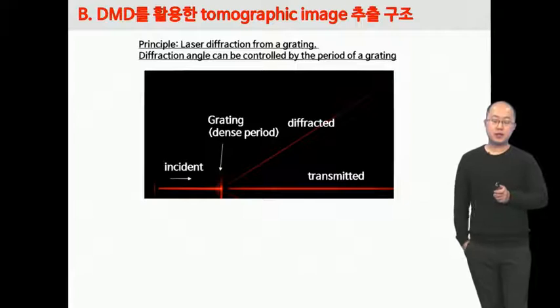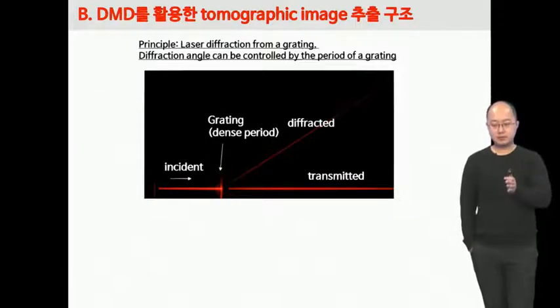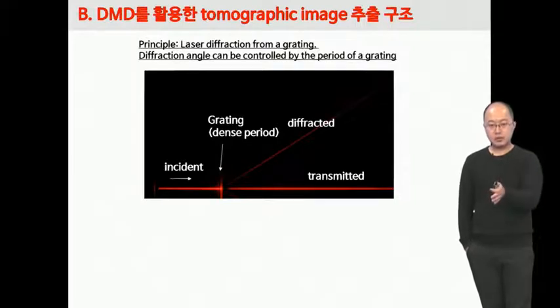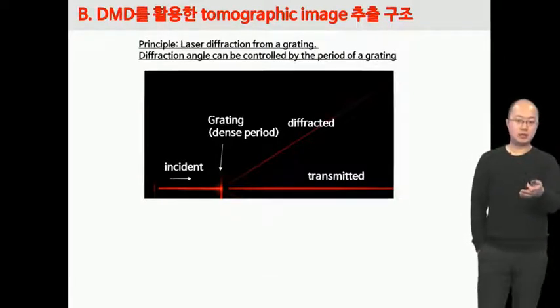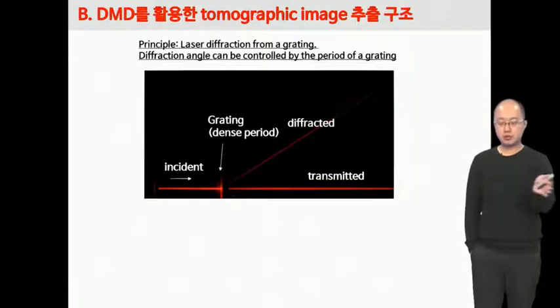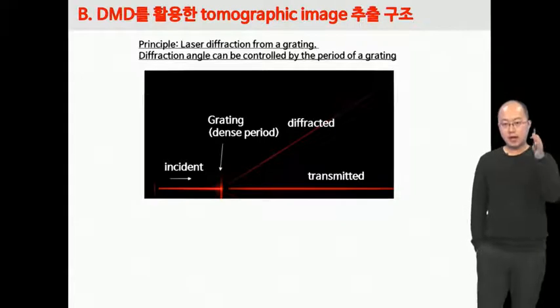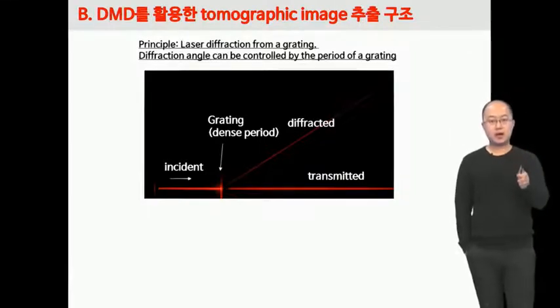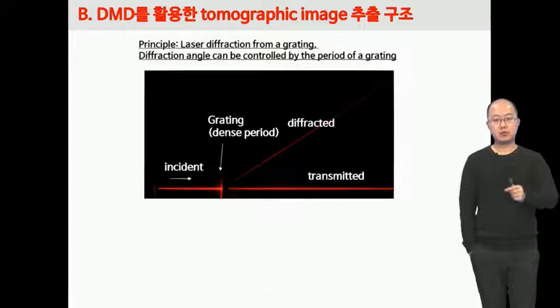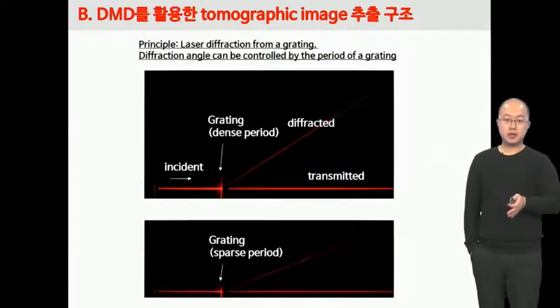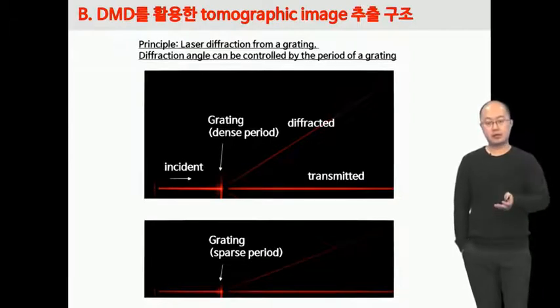So let's say you have projected the grating patterns, which is the amplitude pattern of the DMD, and after the light is reflected from the surface of the DMD, you will have the diffracted light. Some of the light will be transmitted, some of the light will be undiffracted, but some light will be diffracted. But the angle of diffraction will be determined by the period of the grating. So by controlling the period of the grating, you can control the diffraction angle.